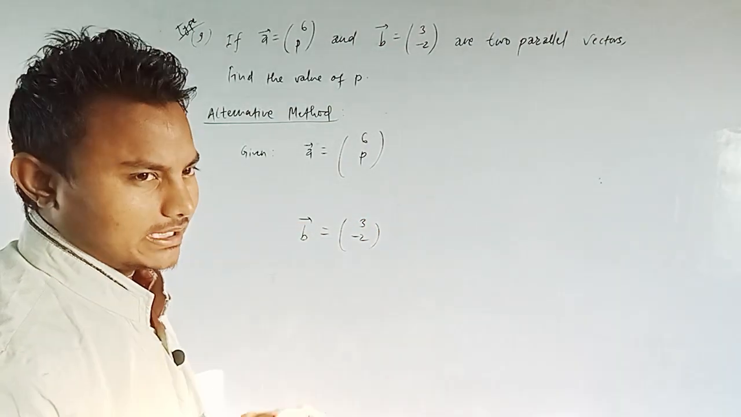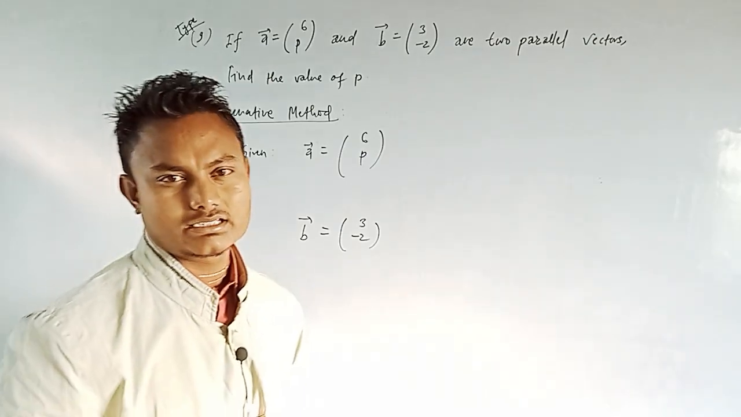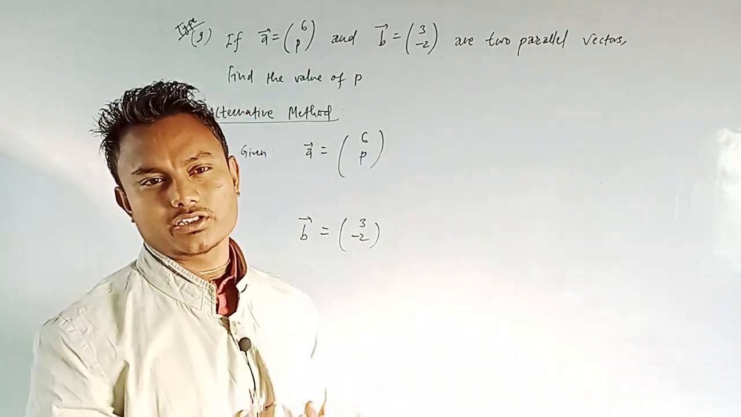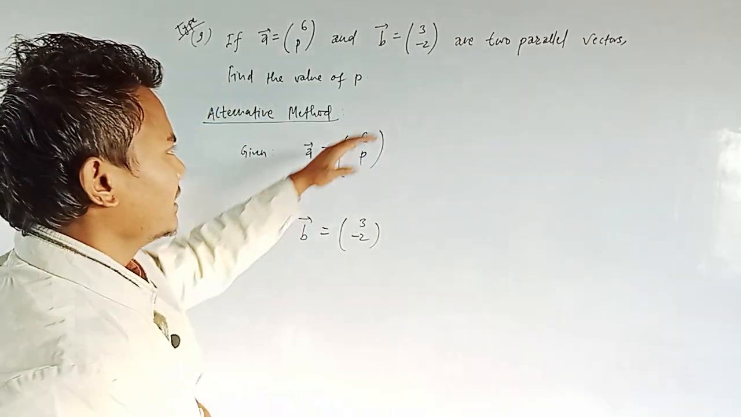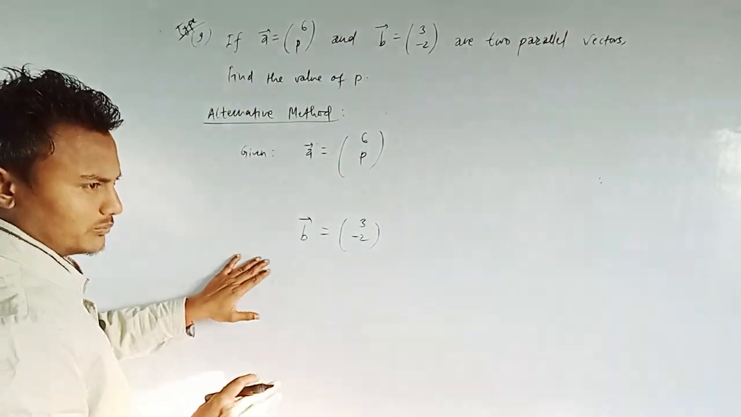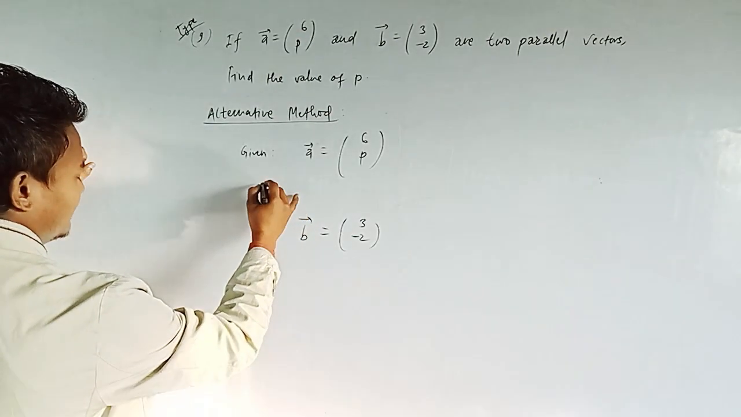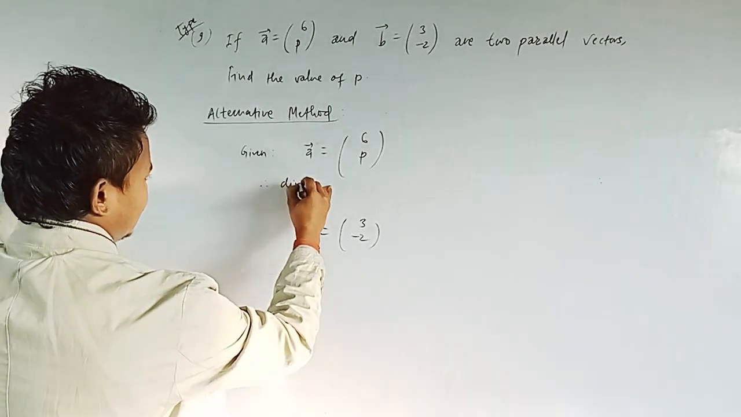So in both cases we first have to calculate the direction of the vector, and after calculating the direction of the vector we can equate both directions, because these two are parallel vectors. So we can equate both directions. So first we have to calculate the direction of this vector. So the direction of A.